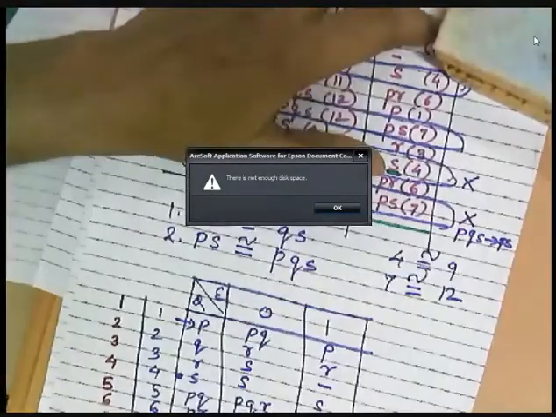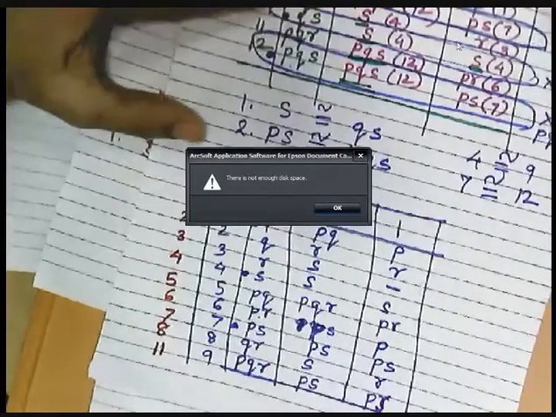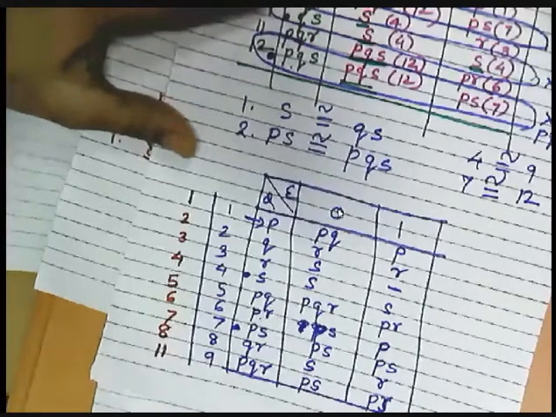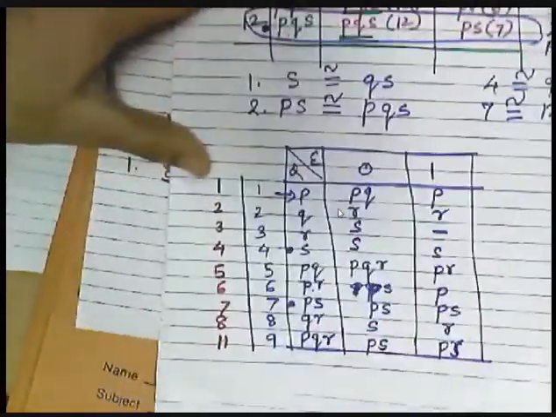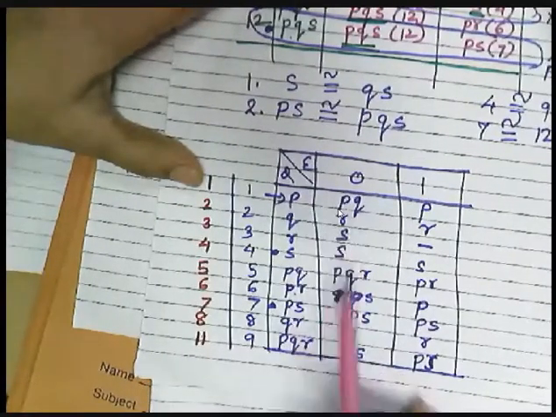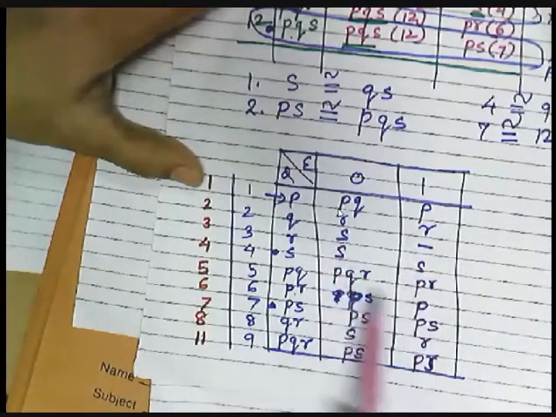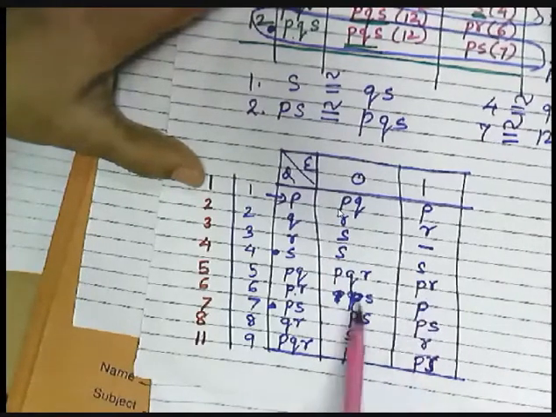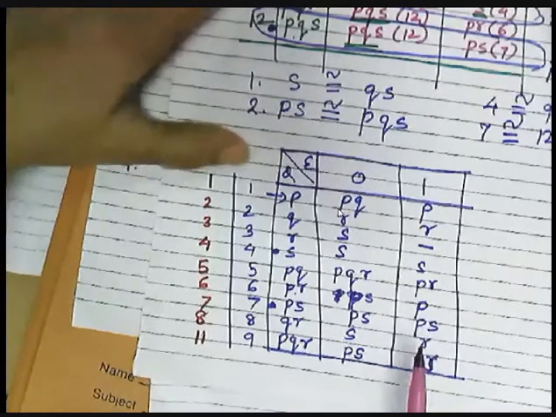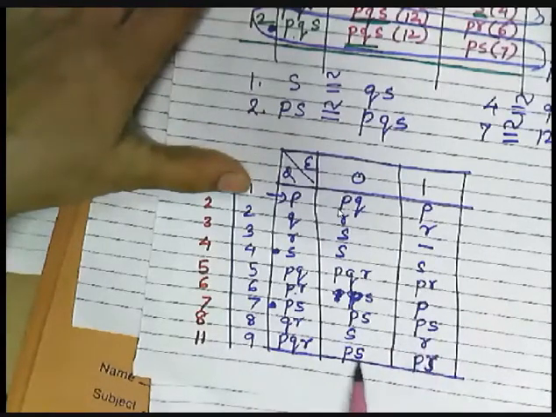Now again, is it minimized? Once again verify. How to verify? Just check here. PQP combination is nowhere available. RR, S, S, PQR, PR available nowhere. PSP, no. PSPS, is it available? PSPS is available and here also PS and PS is available, right?